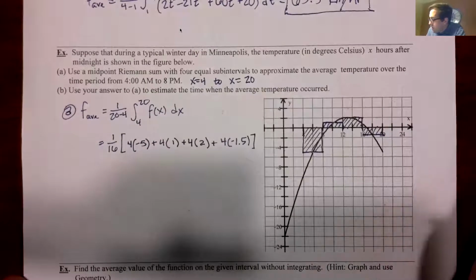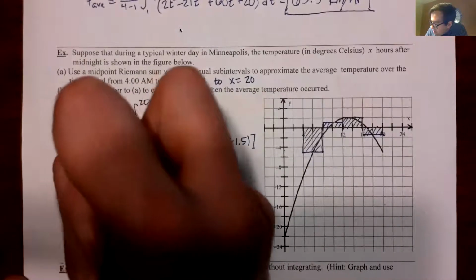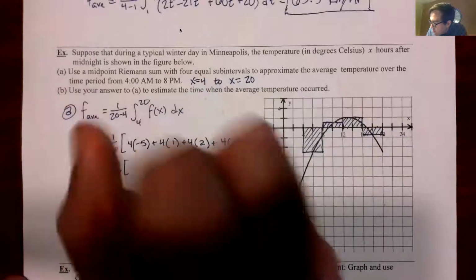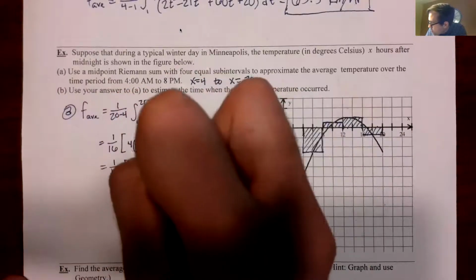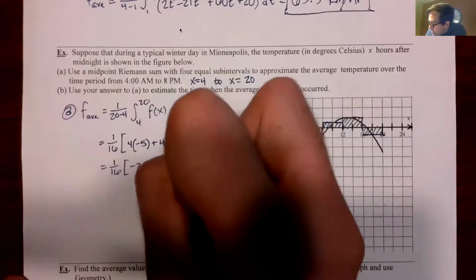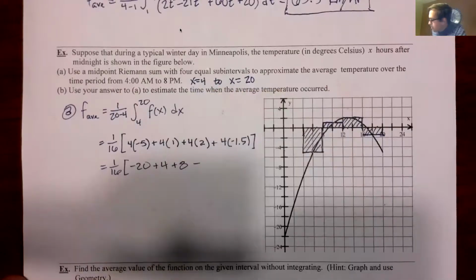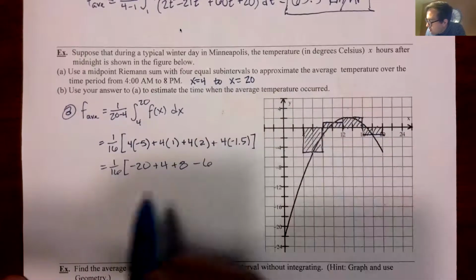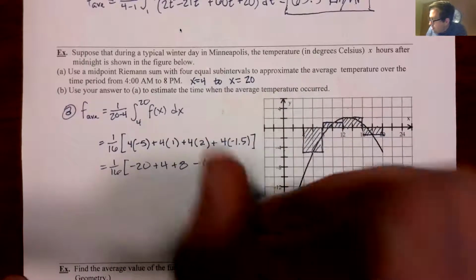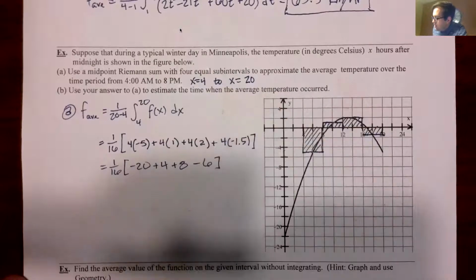Okay. So then let's see what happens. So we got -20 plus 4 plus 8 minus, hold on, 36, yeah, -6. -20 plus 4 plus 8 minus 6. So we add those together.